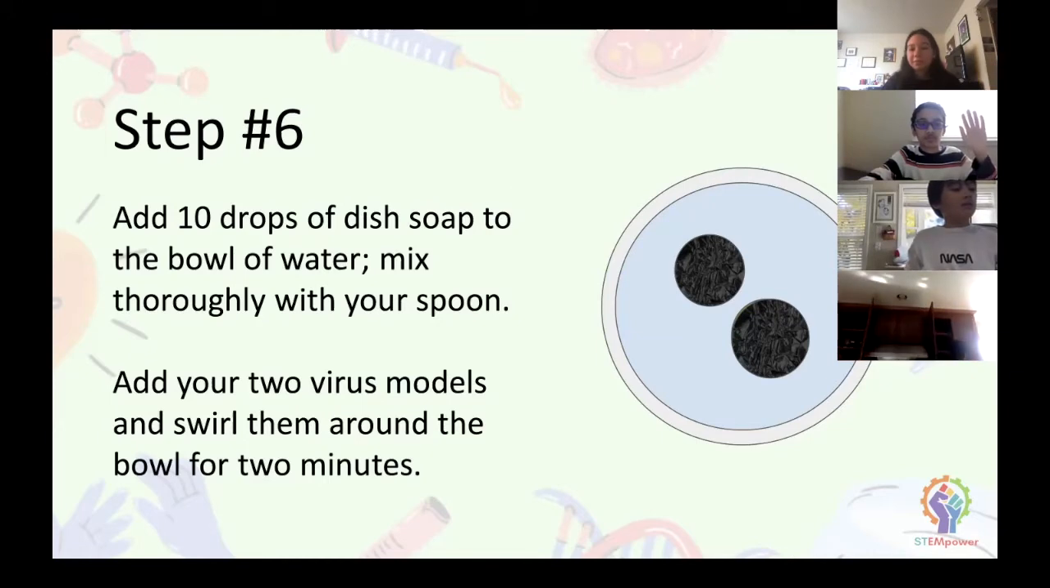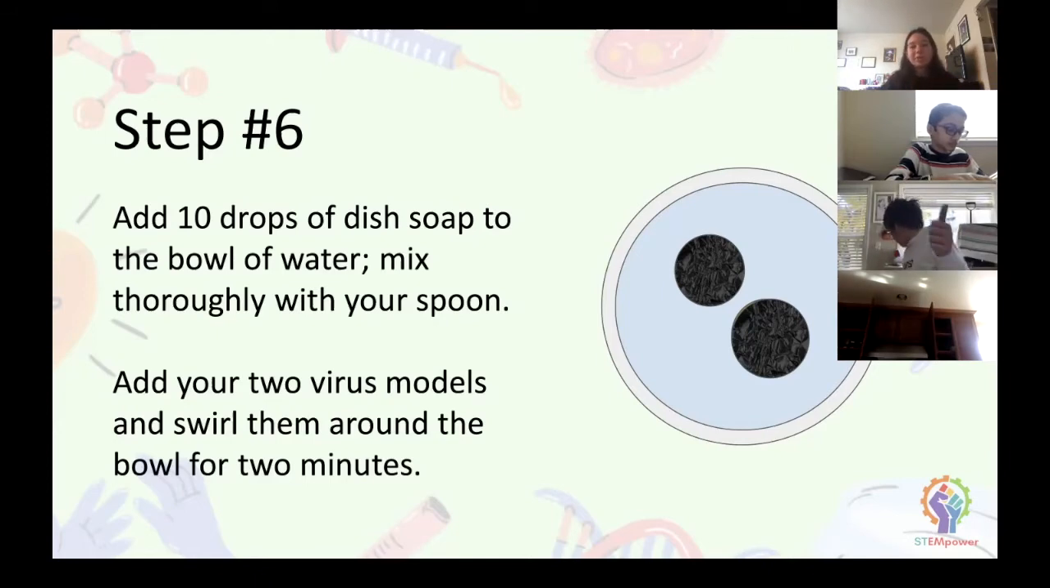Go ahead, Roshan. So should we put the warm water in the bowl first? Yeah, put the warm water in the bowl, then add the dish soap, mix it up as best you can. Let's stop halfway here. When you're done mixing your dish soap and your water, give me a thumbs up. And then together we'll put the virus models in there so that we can take 2 minutes, everybody together.